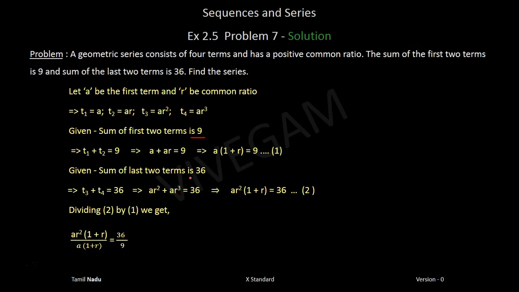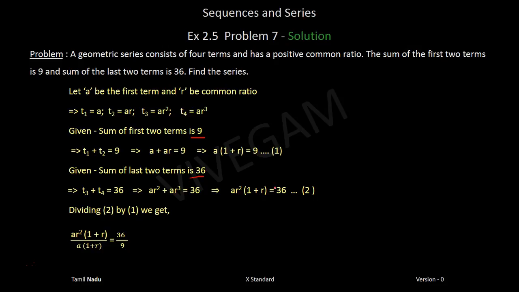What's the second condition? The sum of the last two terms, that is T3 plus T4, is 36. So you'll get AR squared. Okay, T3 is AR squared, right? And T4 is AR cubed. So the sum of this is equal to 36. You can take AR squared commonly out. So AR squared into (1 plus R) will be 36.